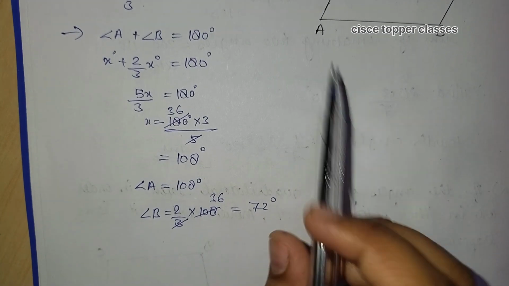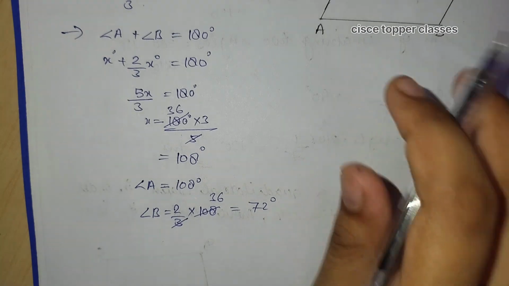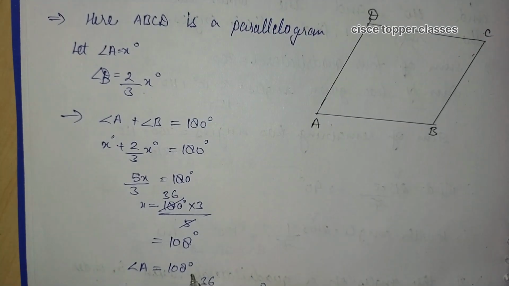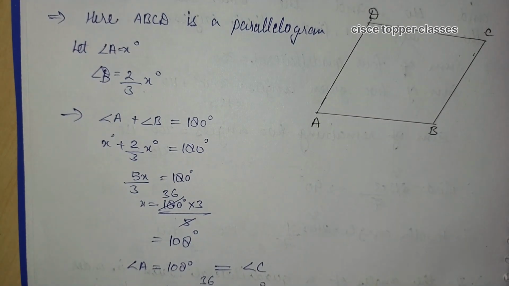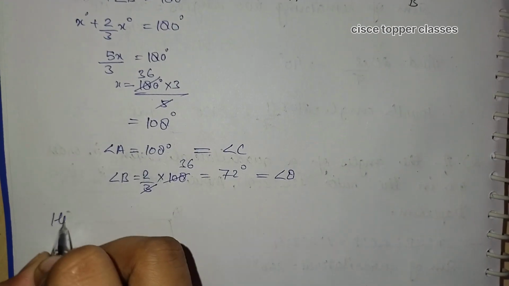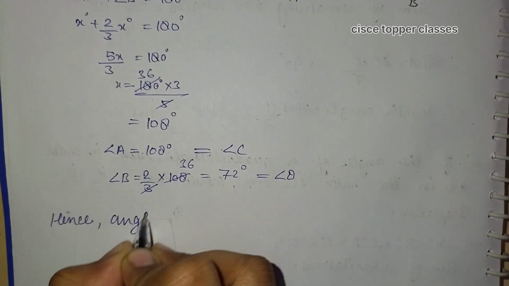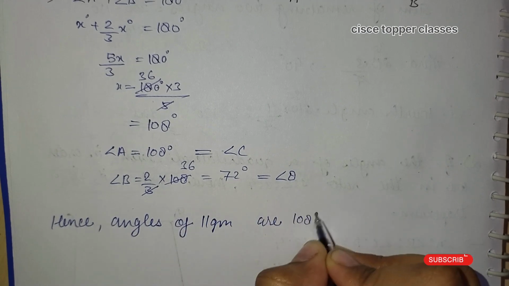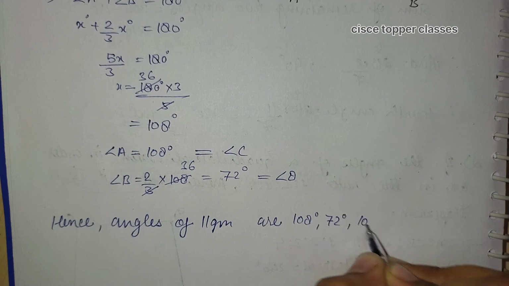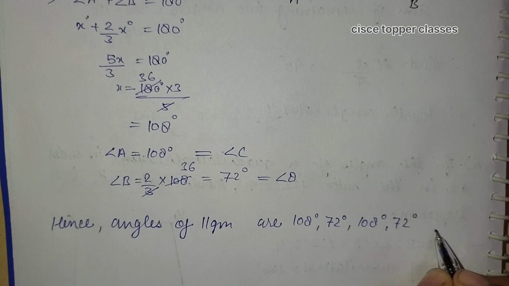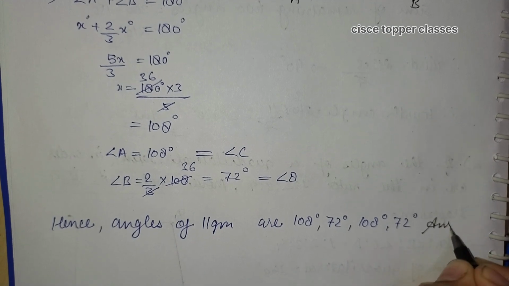And as we know that opposite angles in a parallelogram are equal. So as angle A is opposite to angle C, we can write 108 is equal to angle C, and angle B is opposite to angle D. So 72 degree will be equal to angle D. So this is the final answer, hence the angles of the parallelogram are 108 degree, then 72 degree adjacent to that, again 108 degree, and then again 72 degree adjacent to it. So this is the final answer in this question which we have to find.